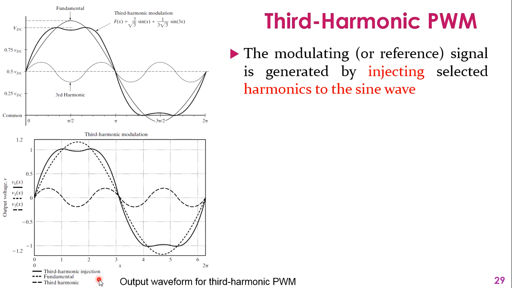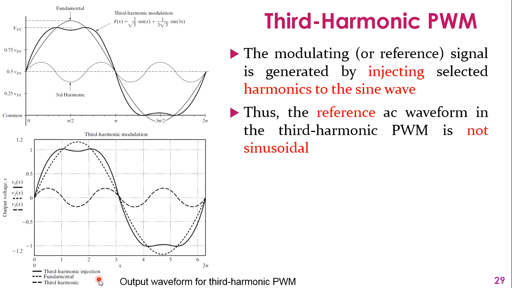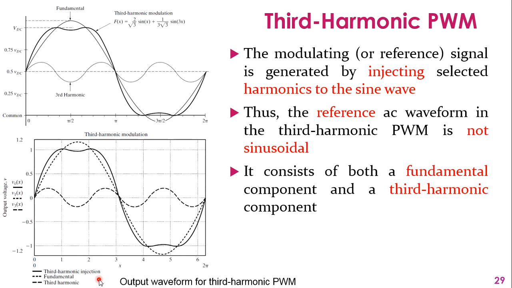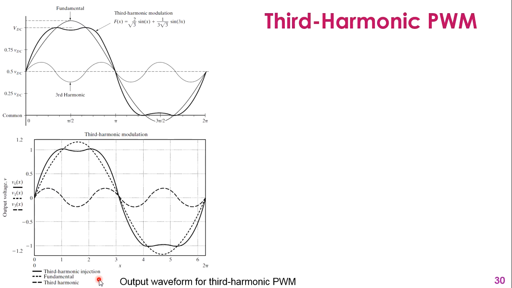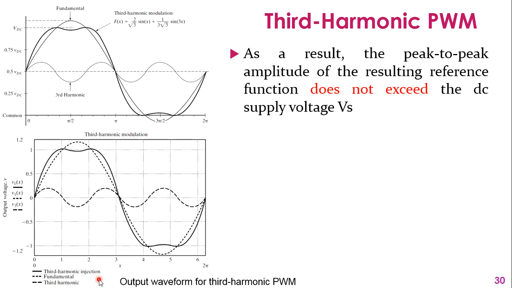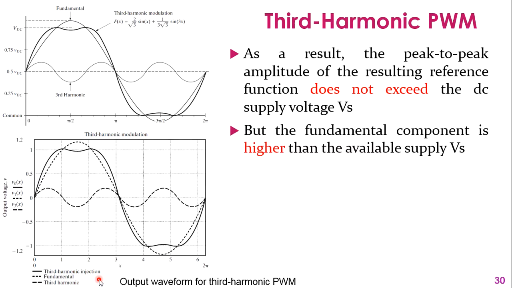Now the third one, that is the third harmonic PWM. The modulating or reference signal is generated by injecting selected harmonics to the sine wave. Thus the reference AC waveform in the third harmonic PWM is not sinusoidal. It consists of both a fundamental component and a third harmonic component. As a result, the peak-to-peak amplitude of the resulting reference function does not exceed the DC supply voltage Vs. But the fundamental component is higher than the available supply Vs.